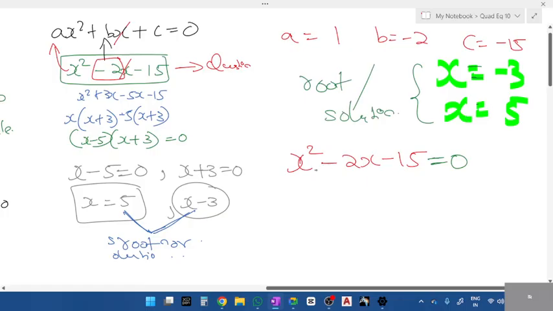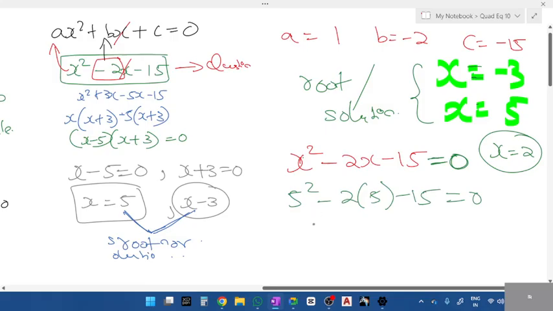Now what you'll do is, let us take 5, students. We'll put 5 in place of x. Right hand side, what do we have? 0. So you have to prove it. These are the two possible answers. Apart from this, if I take x equal to 2, I will not get 0. Let's check. If I take 5 here, what do I get? 5 square is 25, minus 2 into 5, minus 15. Tell me the answer, 25.